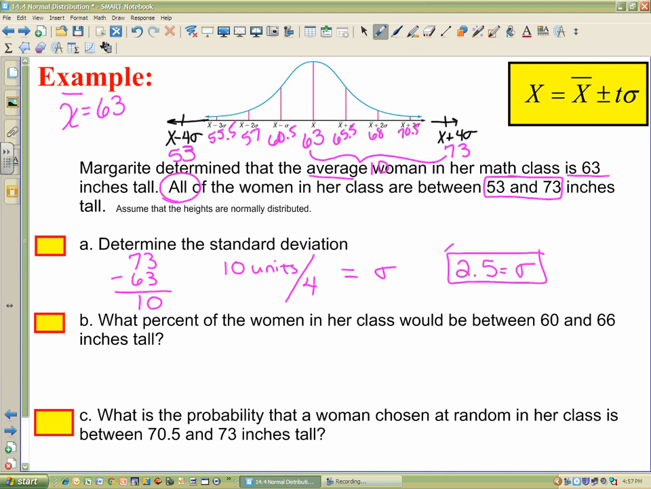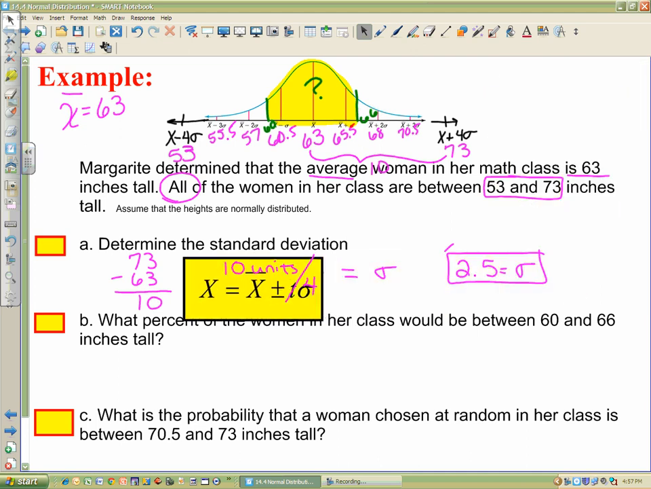What percent of the women in the class would be between 60 and 66 inches tall? Well, 60 and 66 inches tall don't happen to lie on the nicest values. 60 and 66. So kind of this area in here. What space would that contain? So here's my 60, here's my 66. And my question is, what percent of the women lie between this? We're going to use this formula right here to help us do this problem.